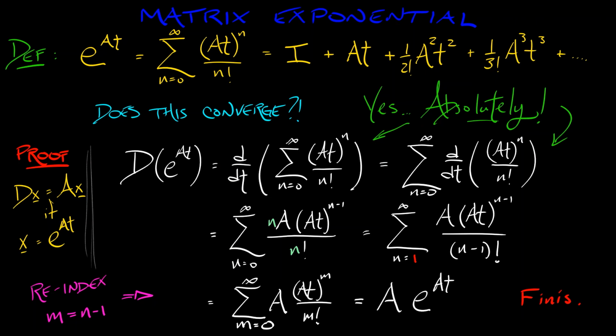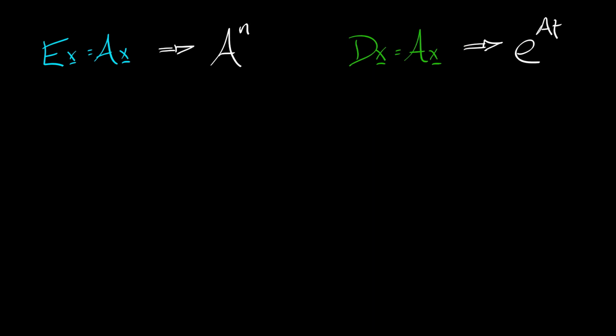Now that's a swell proof, and I'm pretty happy right now. We've solved dx equals ax. We have to compute e to the at. But how? Let's start with the simplest possible example where a is a diagonal matrix.